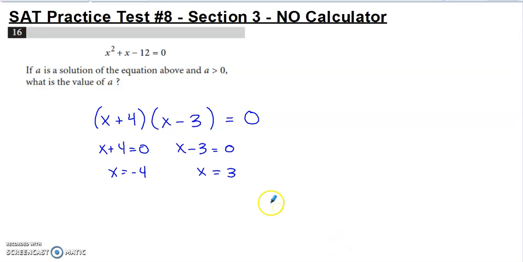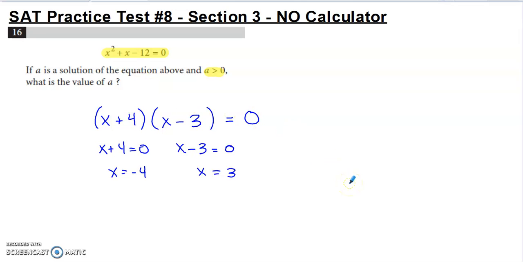So in number 16, they give us a quadratic equation. They tell us that A is a solution to the quadratic equation, and they tell us that A is greater than 0. What's the value of A? So let's solve the quadratic equation, figure out which answer is positive. There's our value for A.